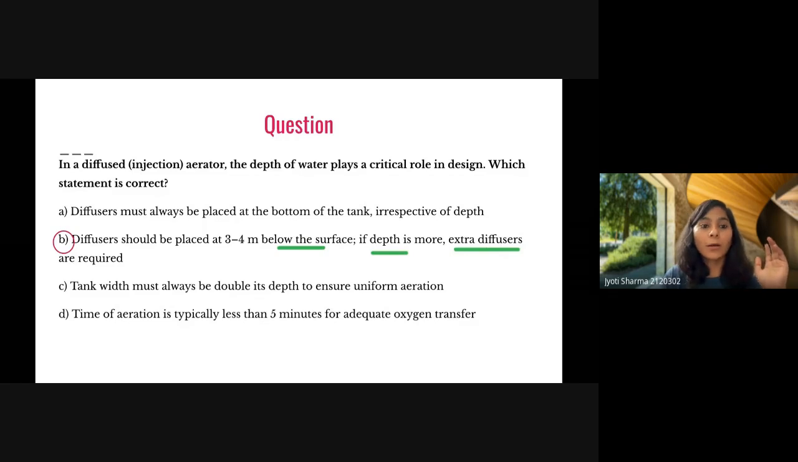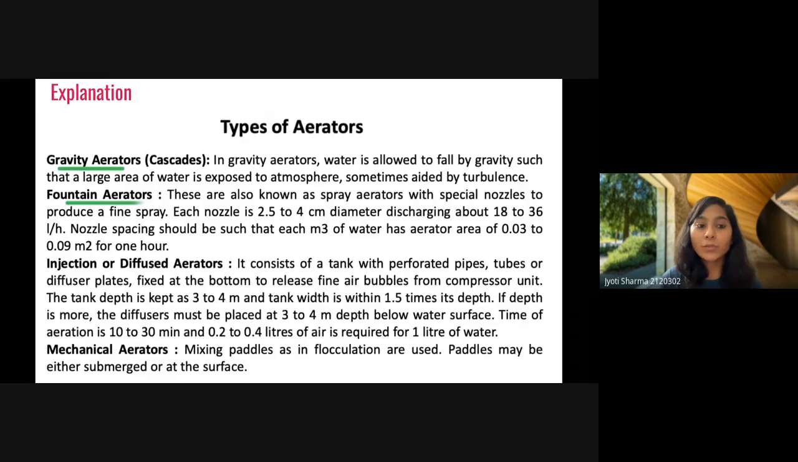Let me show you the different aerators we can use. These can be gravity aerators, fountain aerators, injection or diffused aerators, or mechanical aerators in the equalization tank. Because we were talking about this one, the tank depth is kept at 3 to 4 meters, and the tank width is within 1.5 times its depth. This is how we can adjust the depth at which we should place the diffusers. You can read about this.